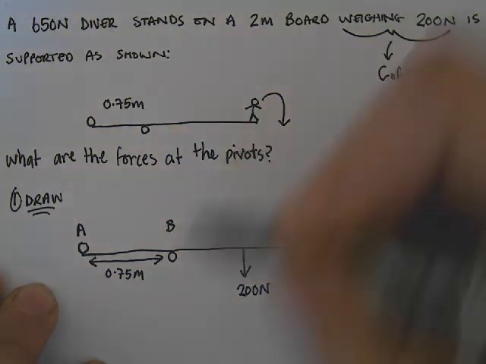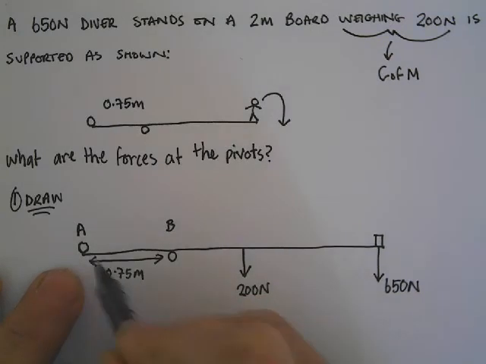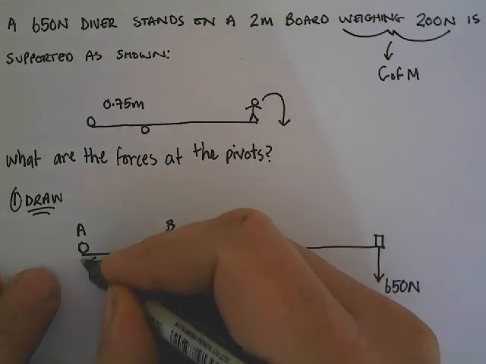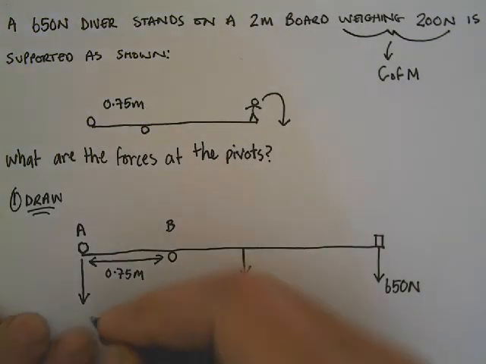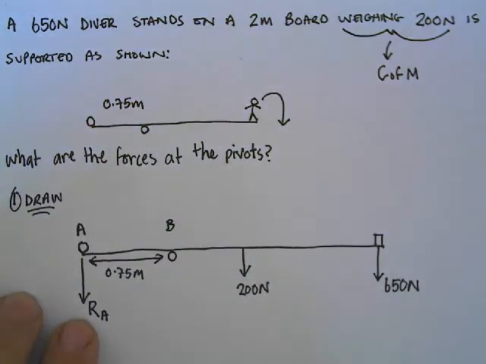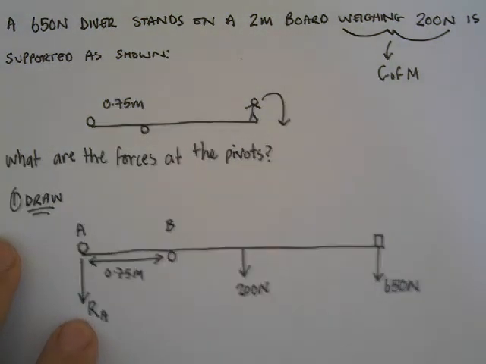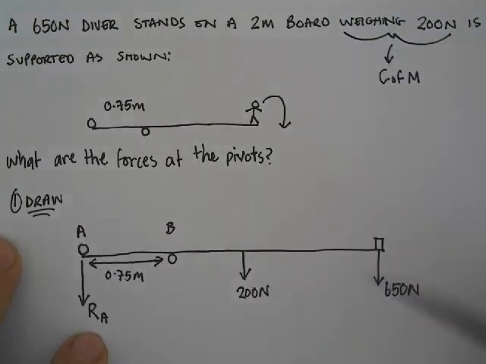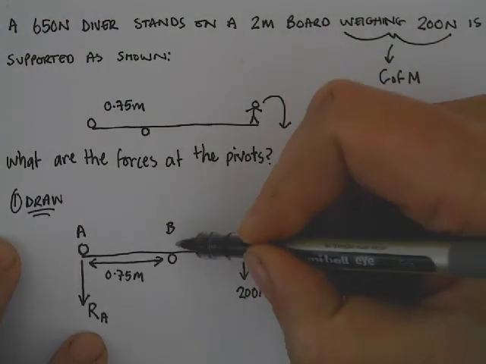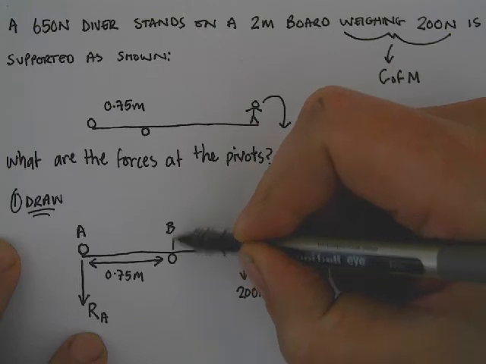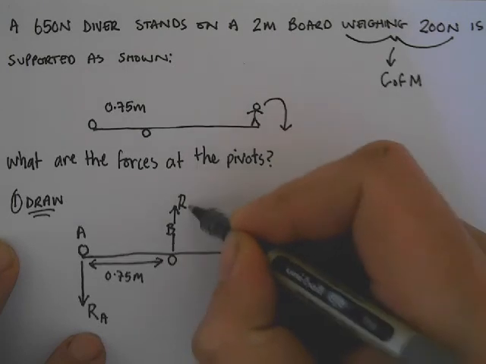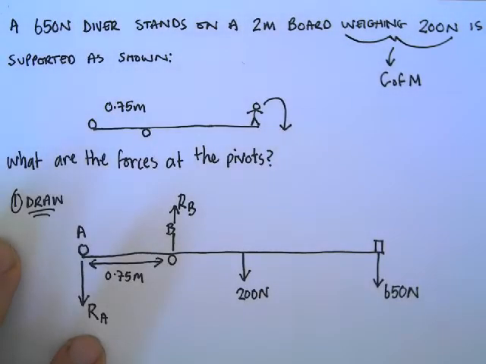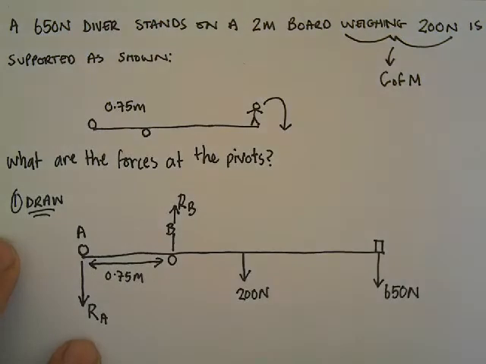Okay, so what else could we add? We can add that, well, A is clearly pushing down, stopping that board rotating, so I'll draw an arrow down here and I'm going to label that RA. It's a reaction force and it's at point A, so RA. And B must be pushing up on the board. Now I've drawn this badly, so I'm going to do this up here. And I'll call that reaction force RB.